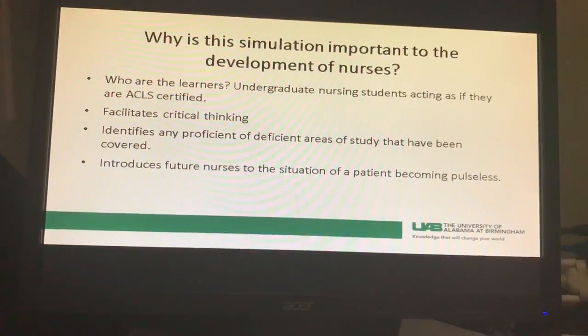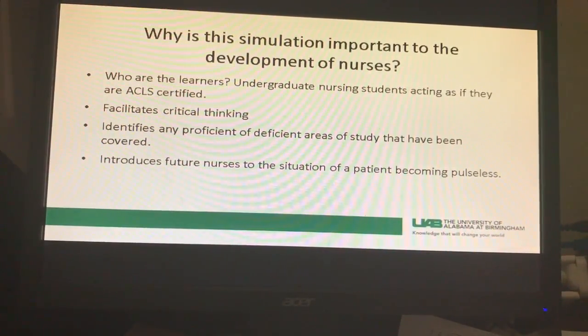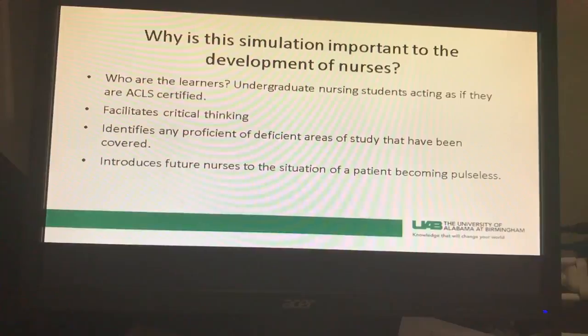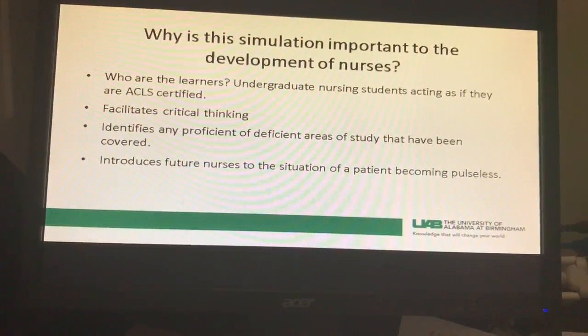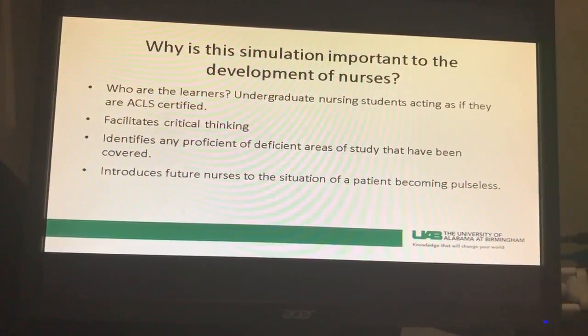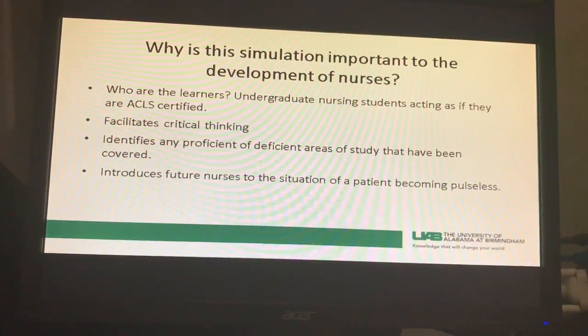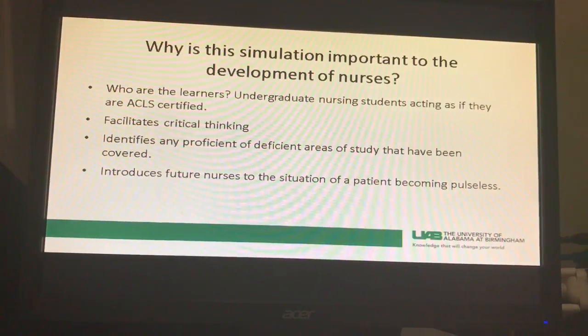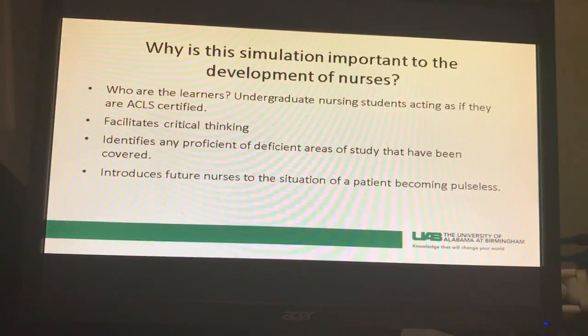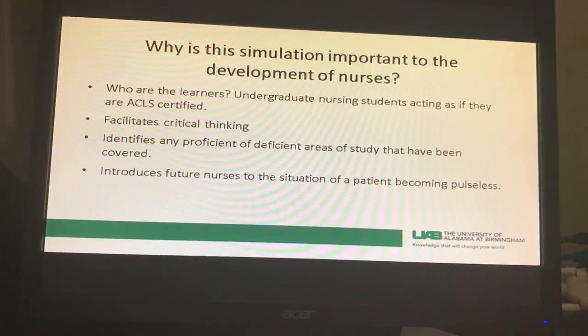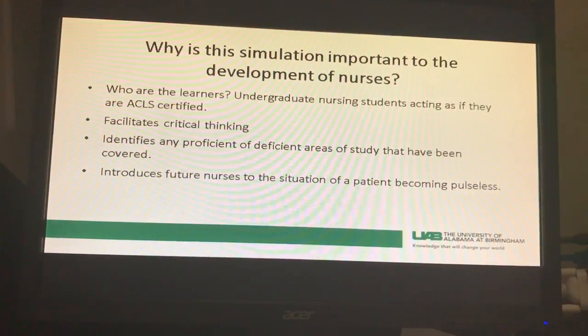We'll start off with why use this simulation and who is it going to be for. It is set up for undergraduate nursing students acting as if they are ACLS certified. So they'll be students towards the end of their undergraduate degree. They'll already have a good wealth of knowledge under them. So it'll be a good simulation to test some critical care or critical thinking skills.